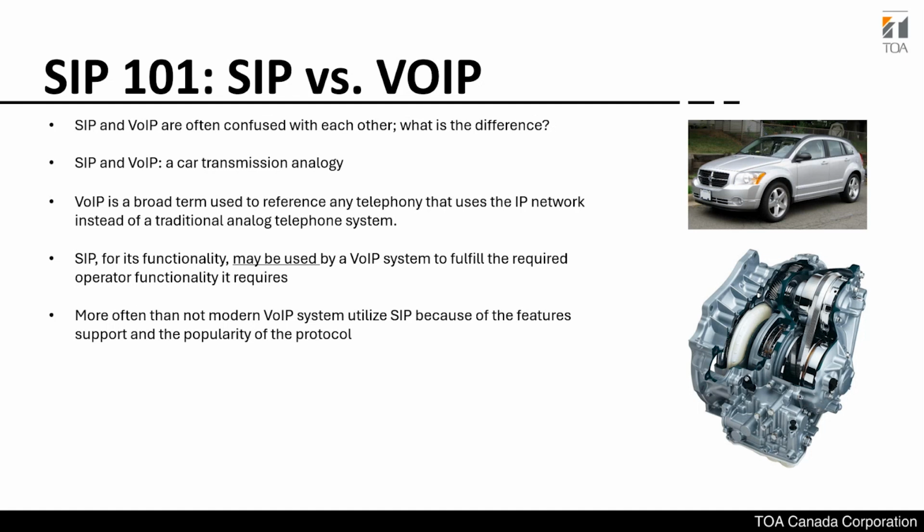So in the car and transmission example, the car is VoIP, a general term for voice over IP telephony, and the transmission is SIP. The transmission will move the VoIP forward, like it moves the car forward. So it's kind of like the heart of the VoIP system. But in general, we call this a VoIP system.